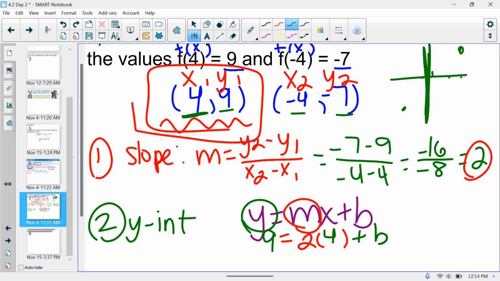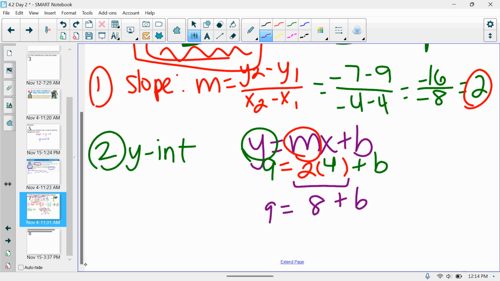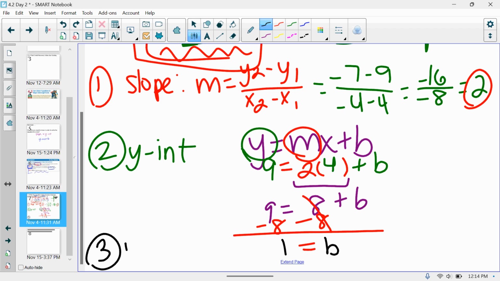Don't forget that this has to say plus b here still, because we don't know b. We had numbers to fill in for x and y and m, but we don't know b, right? This is going to help us find b. So if we just do 2 times 4 is 8, don't forget we still have plus b. To get b alone, we would just want to get rid of this 8, because 8 minus 8 is 0, right? So then it would say 1 equals b.